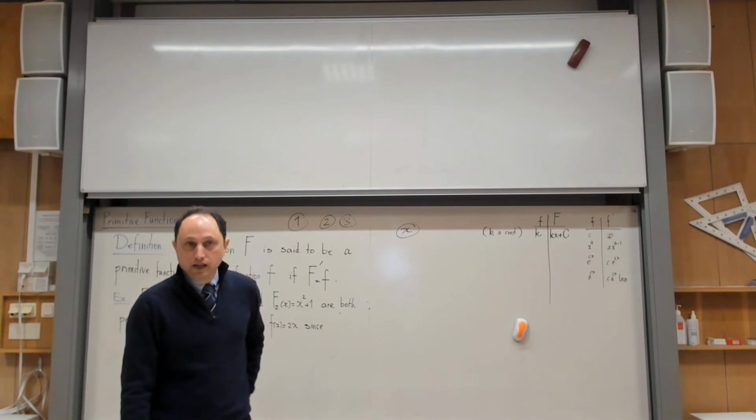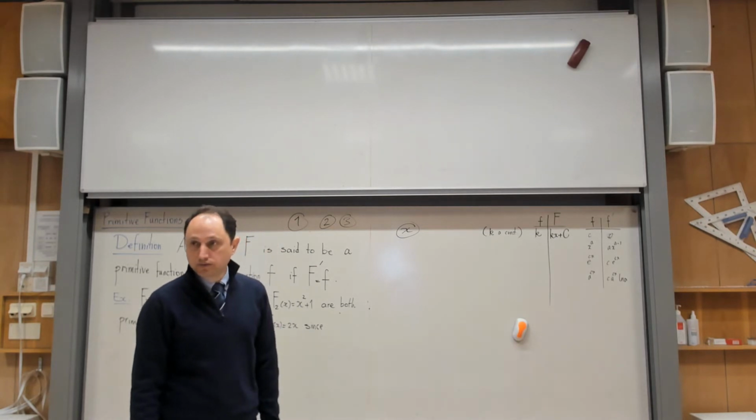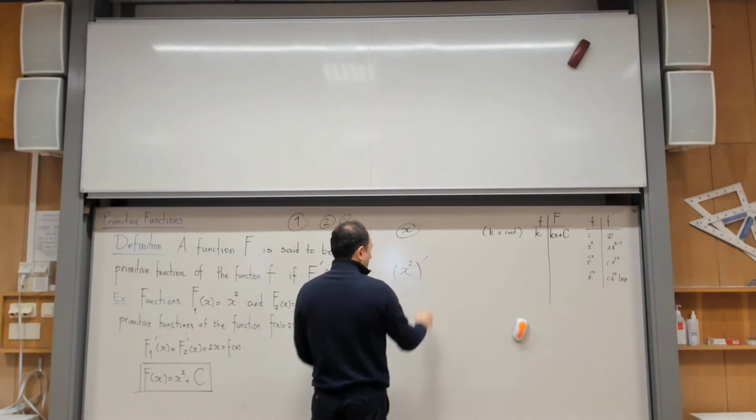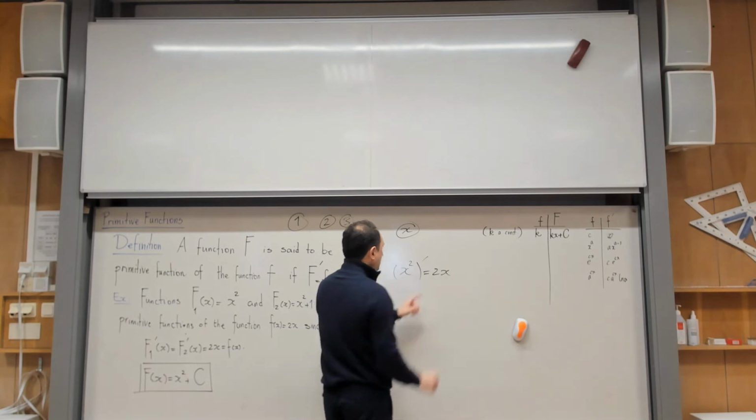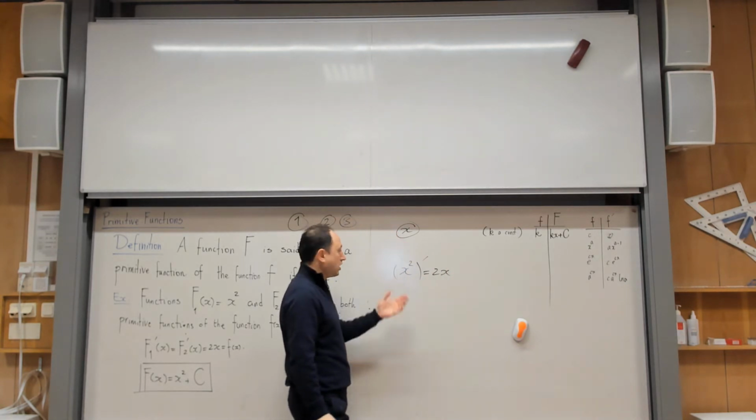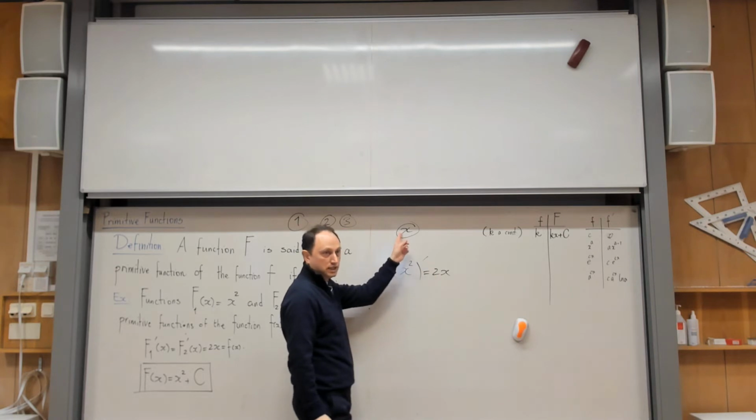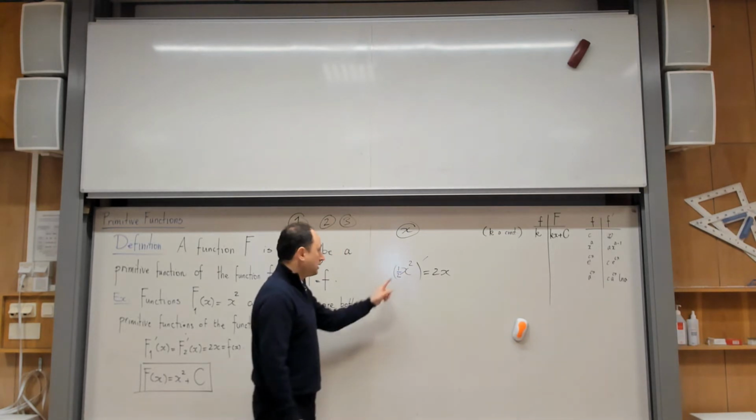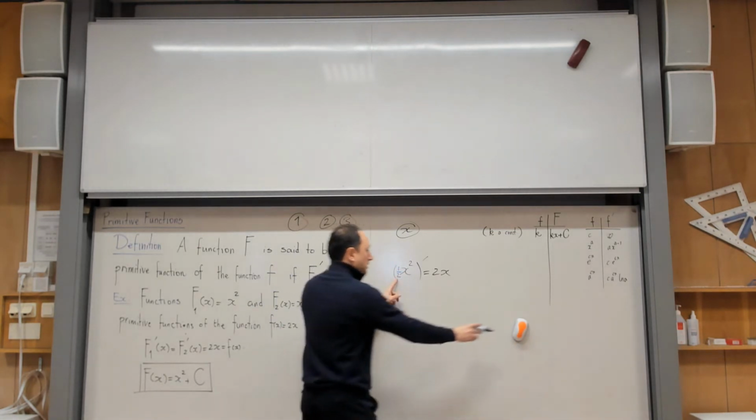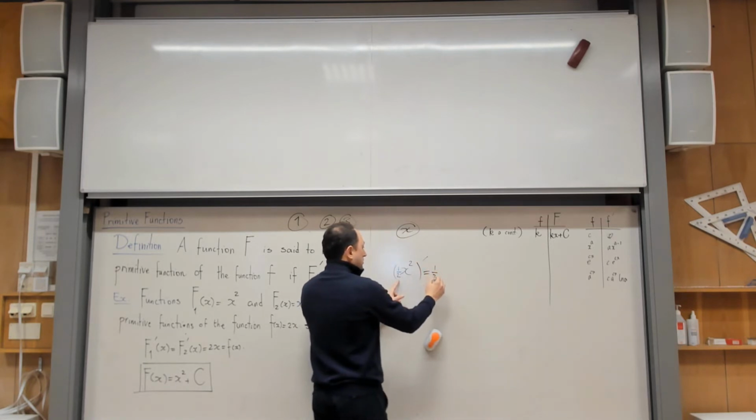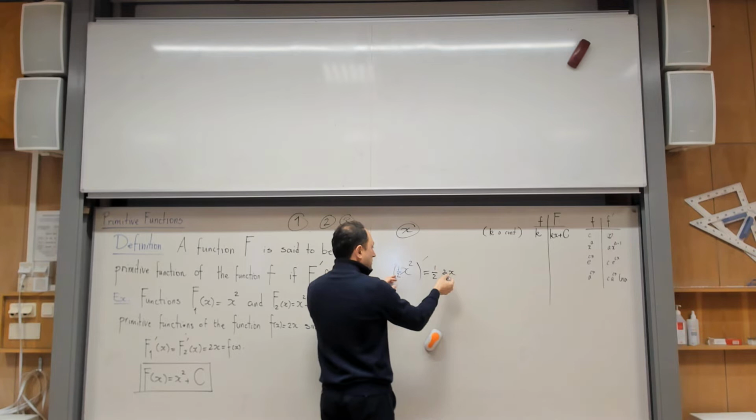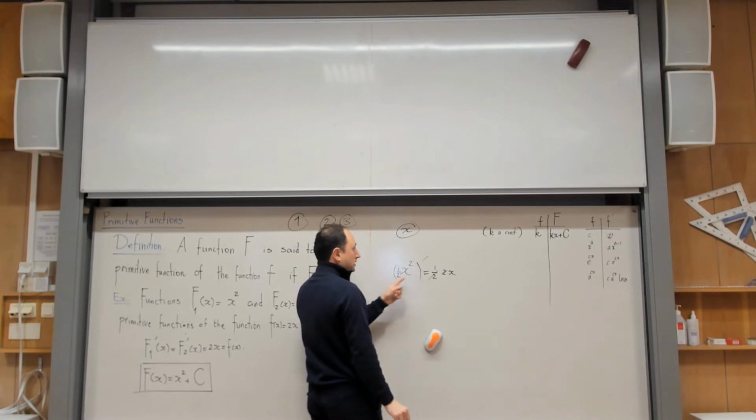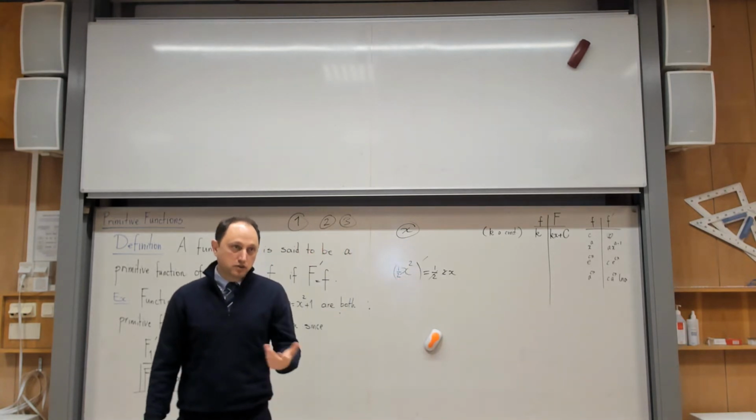X to the power of 2. X to the power of 2 is a good candidate, but that's not quite right. If I differentiate it, it becomes 2x, and I do not see this 2 here. So I have to compensate for this extra 2 that I don't need. If I start with 1 over 2, then the derivative becomes 1/2 times 2x, and the 2 that comes down is cancelled by the 1/2 that I put here, and I will get x. That's easy. So we were able to find it.